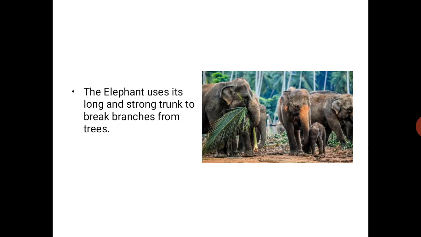Third animal, elephant. The elephant uses its long and strong trunk to break branches from trees. Here is an example. There are a few elephants, and you can see that the trunk of the elephant is very big and very strong, and this is how they search for food, and this is how they survive.